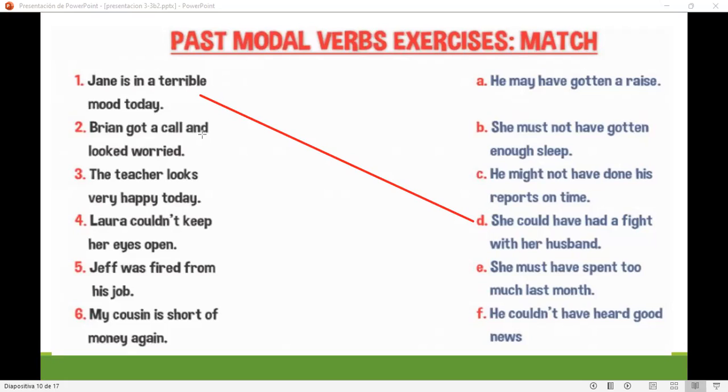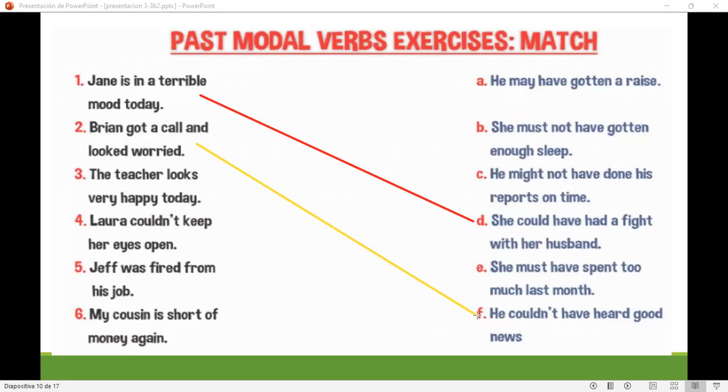Okay, but I think letter F. Okay, thank you. In this case, remember that it says that he got a call. So someone called him, okay? So in this case it is letter F. He couldn't have heard. No pudo haber escuchado. He couldn't have heard good news. Okay, very good.